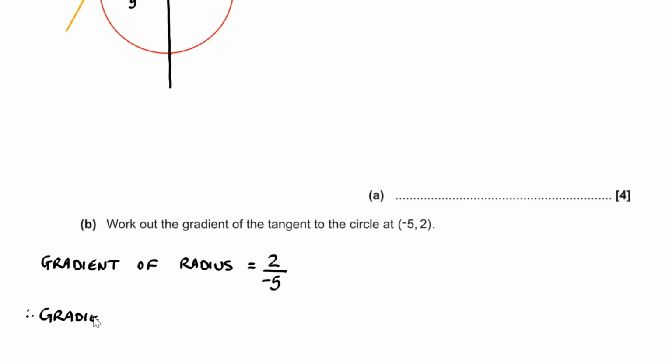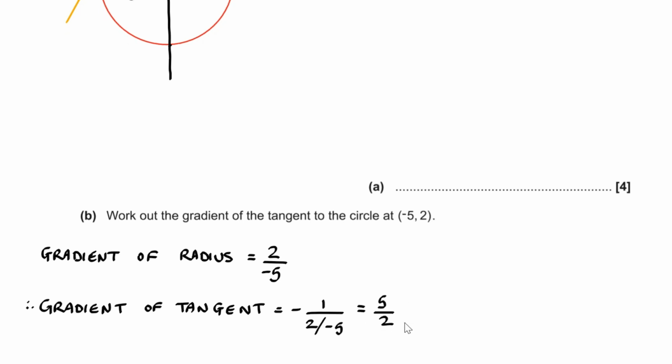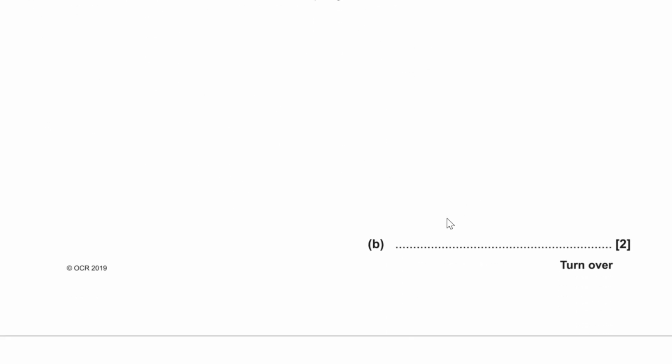And therefore the gradient of the tangent is equal to the negative reciprocal, so we've got -1 over the gradient of the radius. So here we've got the gradient of the tangent equaling +5 over 2. So we've got the gradient of the tangent equaling 5 over 2.